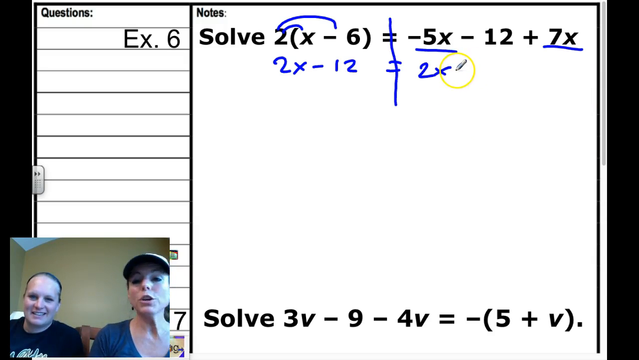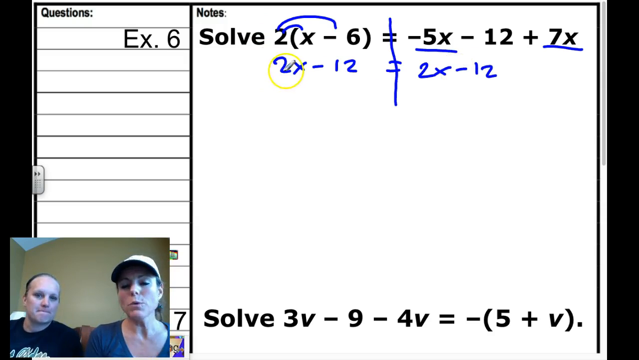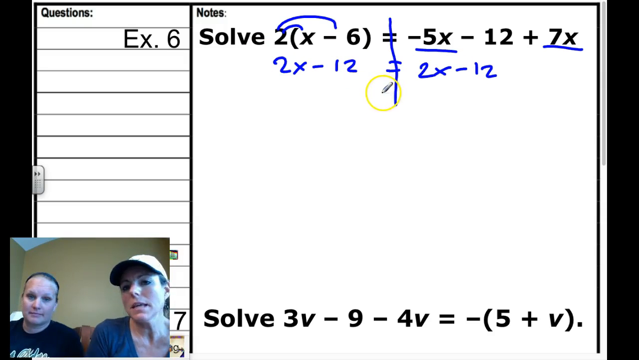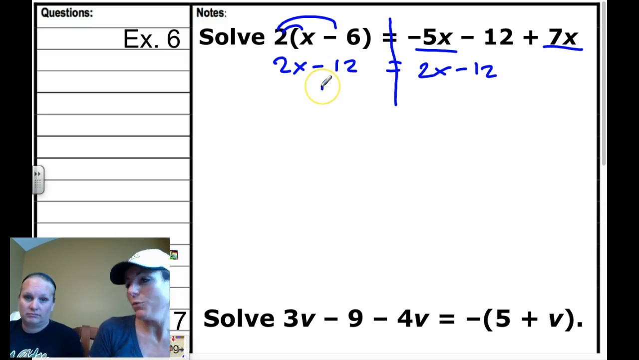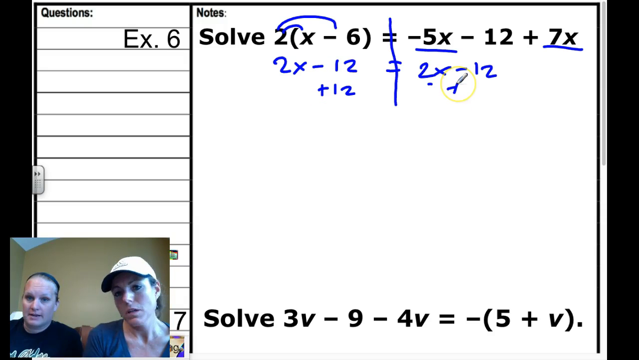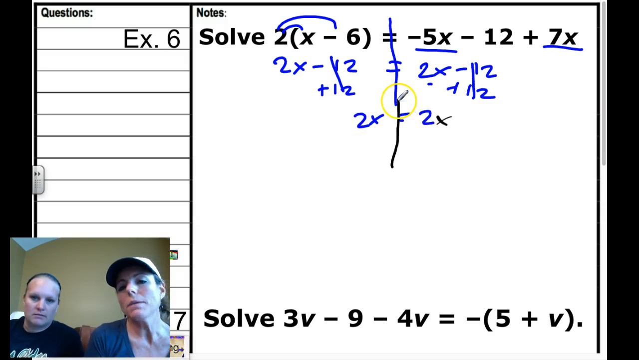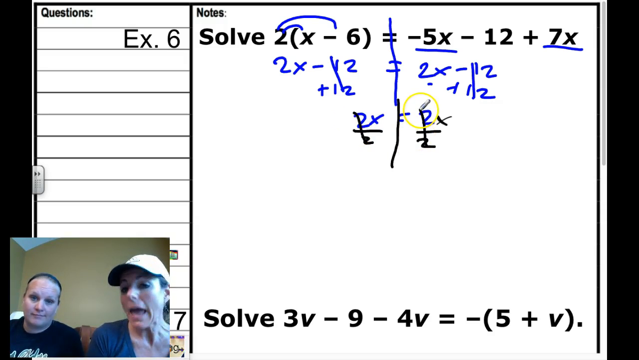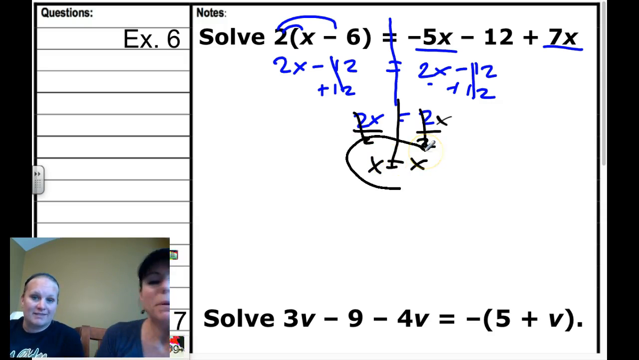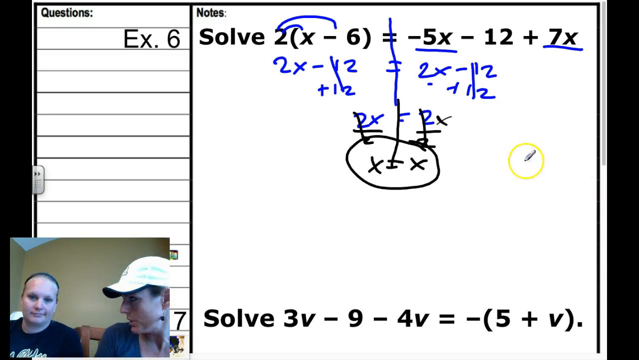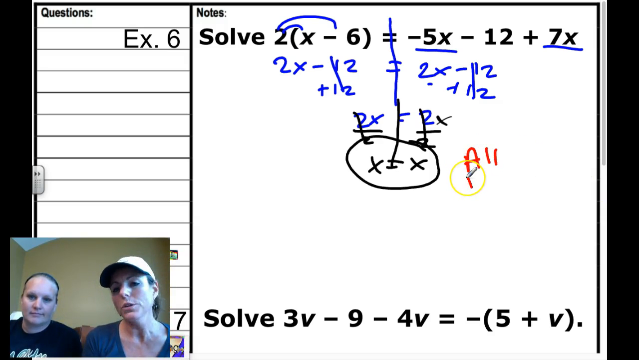Some of you may notice right away that it's the same on both sides. So if we decided to solve it, what would we do? I'd add 12 to both sides, so those cancel. And then I get 2x equals 2x. Let me rephrase. There still is an x in our equation. Remember I said the x will disappear? A lot of times it will, but if it doesn't, it doesn't matter. It's still a true statement. x is equal to x, so all real numbers.